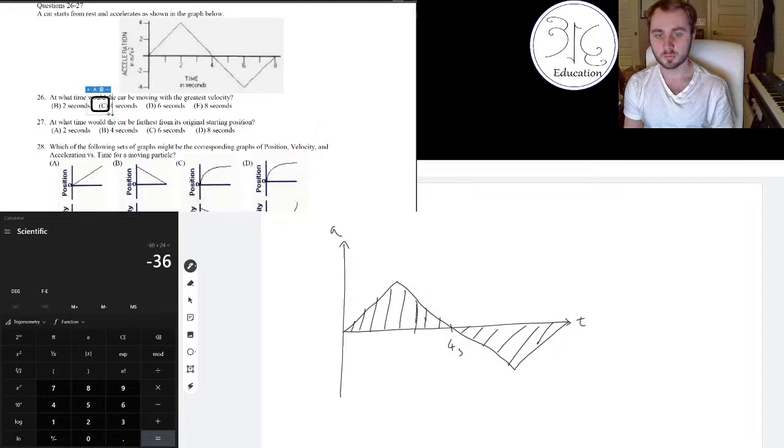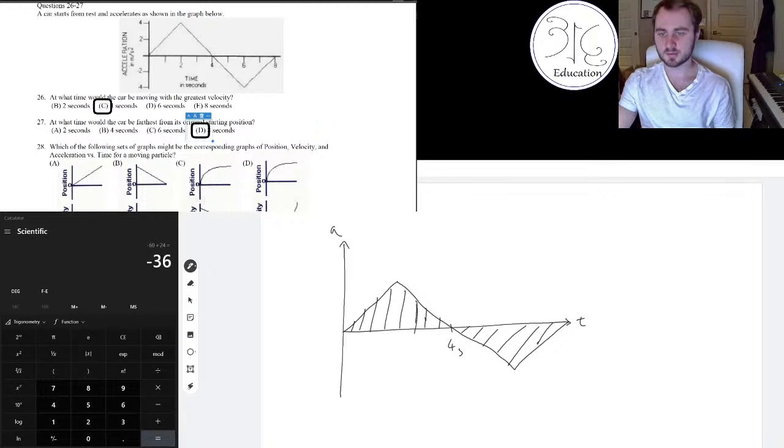What time would the car be farthest from its original starting position? Well, that's actually going to be all the way over, because even though our velocity is now getting reduced on this other side, it's still positive, right? Until we get all the way out to 8, when we come to rest, our velocity is still taking us in the positive direction. And so that's going to be 8 seconds for our most positive.